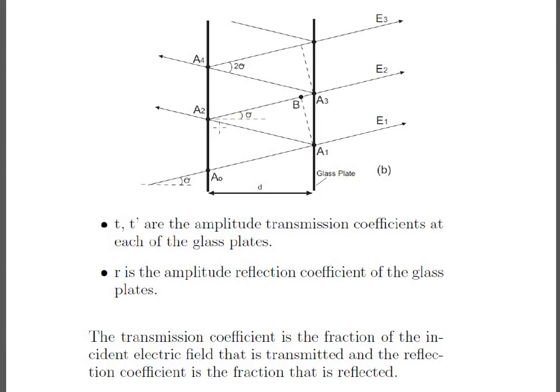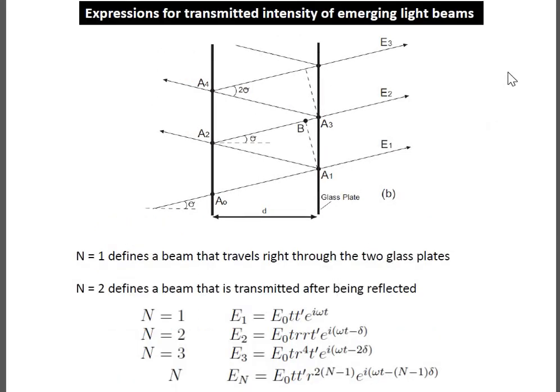So transmission and reflection are the two possibilities. I have talked about the amplitude transmission coefficients, so next I am going to talk about the amplitude reflection coefficient. Let it be R. The transmission coefficient is the fraction of the incident electric field that is transmitted, and the reflection coefficient is the fraction that has been reflected. Now let's start with the actual expression.